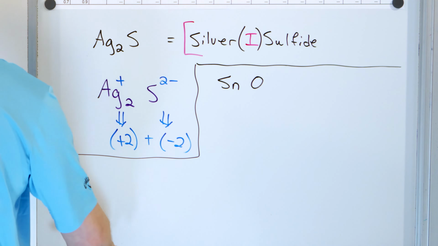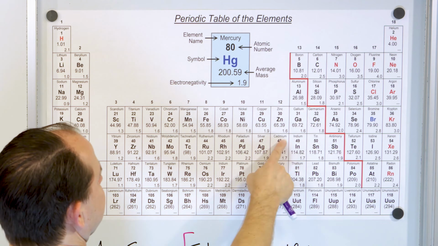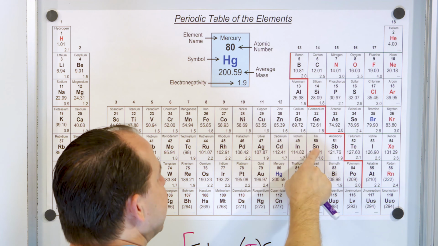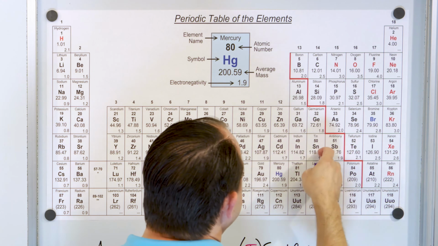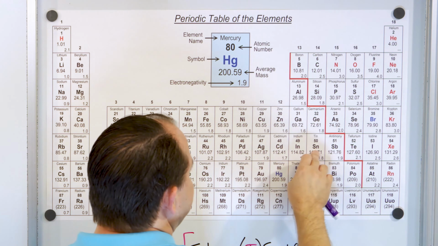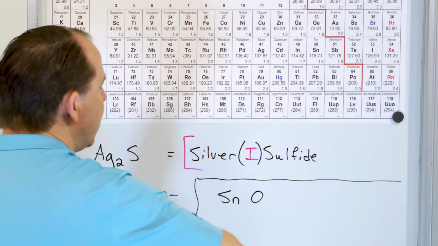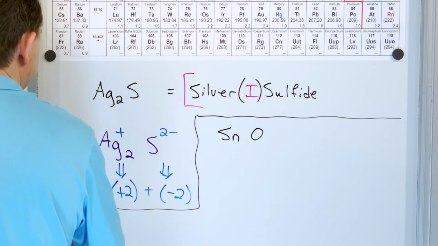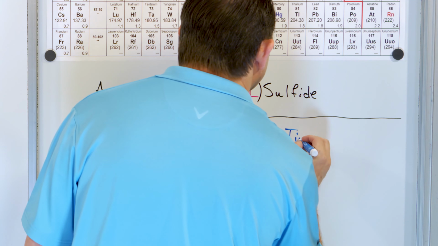Sn. So what is Sn on the periodic table? Where is it? Right here, Sn is tin. It is a metal. It's in the transition metal region. I mean, it's a little bit off to the right, but it's still in the transition metal region. All right, and then we're combining that with oxygen. Of course, it's a metal plus a nonmetal, so we know it's going to form an ionic compound. So we can write this as tin oxide.